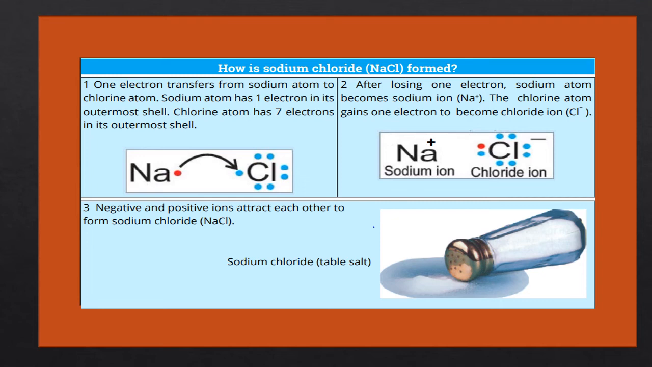In simpler words, you can say that when negative and positive ions attract each other, they form a compound. In a similar way, sodium positive and chloride negative ions, when they attract each other, form sodium chloride, or in simpler words, what you call table salt.